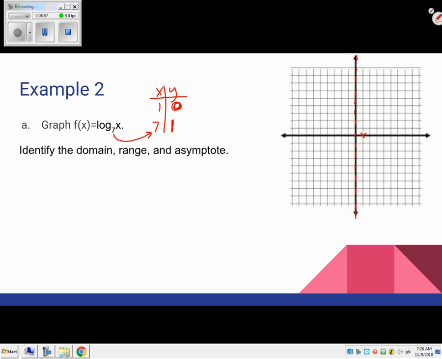So (7, 1): 1, 2, 3, 4, 5, 6, 7, and then up 1. So I connect. For some reason I use an X right there, and that point, and that would be full credit on this.